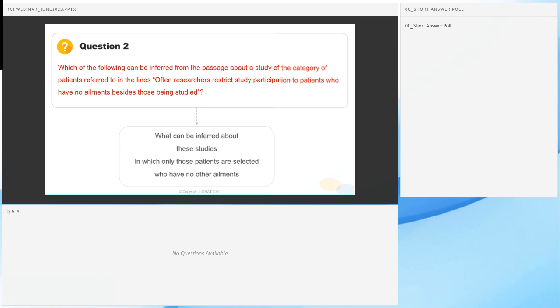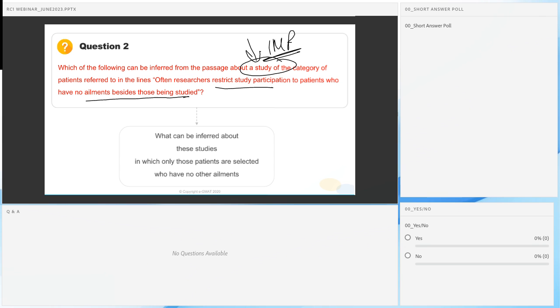Which of the following can be inferred from a passage about a study of a category of patients? Often researchers restrict study participation to those being studied. So what we really have to say is, what can we infer about this study? That's really important. The inference that has to be drawn is about the study. How many of you were able to infer this from the question stem itself, that we have to worry about what can be inferred about this study?